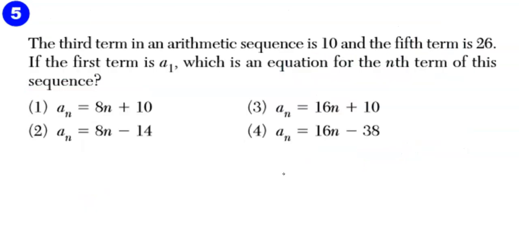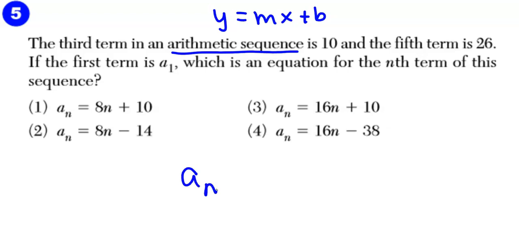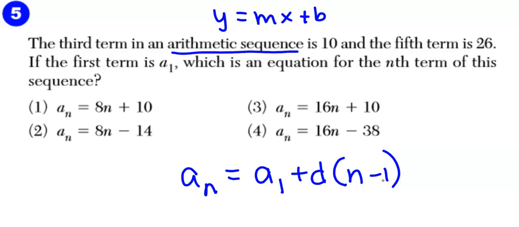Number 5 asks us about an arithmetic sequence. An arithmetic sequence is a linear function which also can follow the arithmetic sequence formula, which is that you take the initial value and you add the common difference times n minus 1. You can find that on your formula sheet.